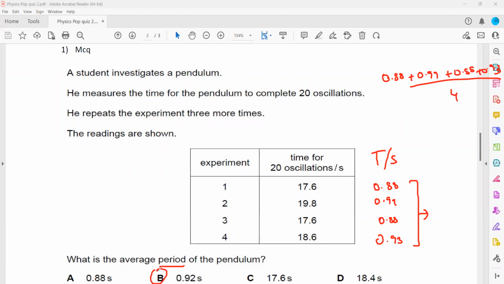Is it clear? So we take this first, we find the time period, the time to complete one oscillation, and then we take an average of the four values, we just add them and divide by the total number.